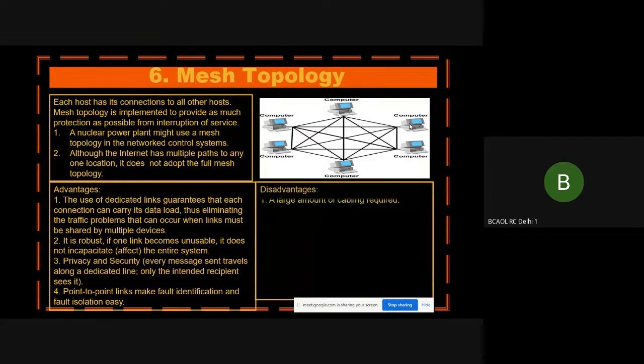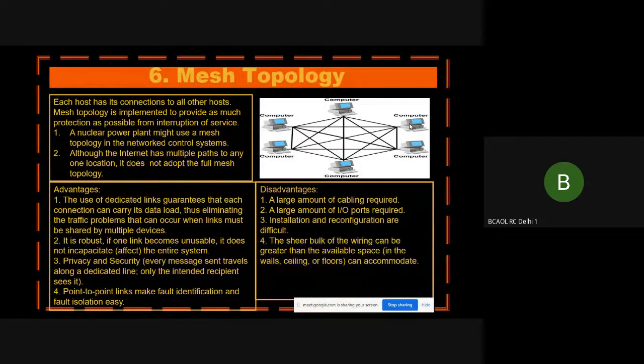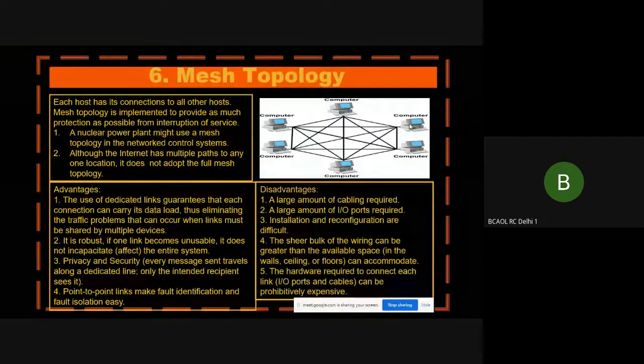And what will be the disadvantages? A large amount of cabling is required. A large amount of input-output ports are required. Installation and reconfiguration are difficult. And the sheer bulk of the wiring can be greater than the available space in the walls, ceilings or floors can accommodate. And the hardware required to connect each link, input-output ports and cables, can be prohibitively expensive.